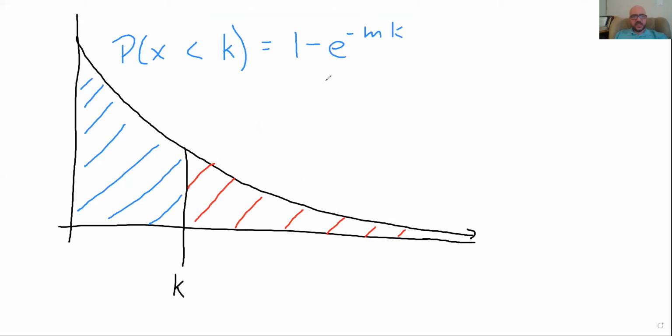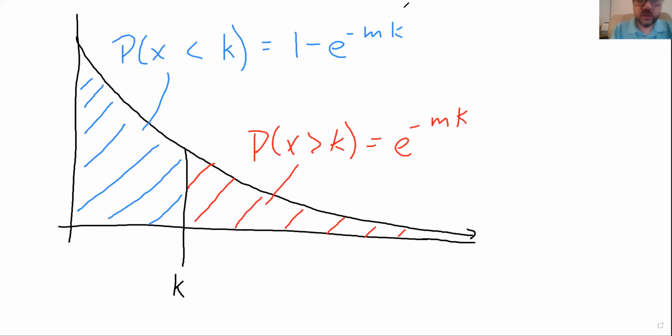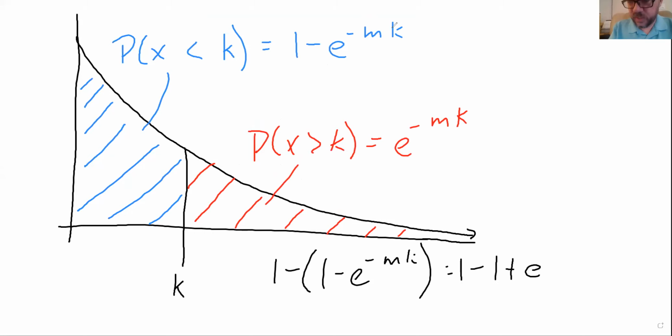So the probability that x is less than k, so this blue area here, is 1 minus e to the minus mk. The area to the right, the probability that x is greater than k, is e to the minus mk, which we could figure out by doing the complement rule, right? So if I did 1 minus e to the minus mk, what I would get is 1 minus 1 plus e to the minus mk, right? I distribute the negative, and these guys cancel, and so I just get e to the minus mk.